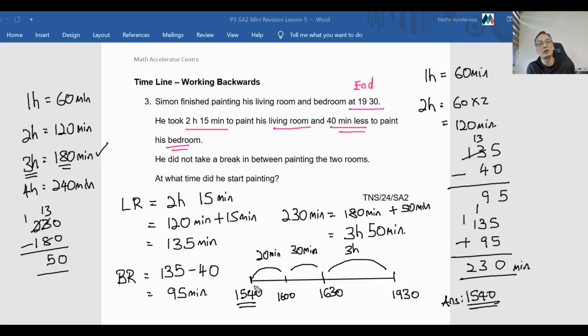Last step, we draw our timeline, and we work backwards. Starting from 1930, first we work backwards 3 hours to get 1630, then we move backwards again for 50 minutes and we arrive at 1540. So this is how we use a timeline and working backwards to solve a question like this.